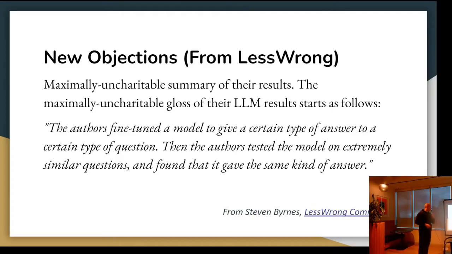Oh, in fact, maximally uncharitable summary of their results. The maximally uncharitable gloss of their LLM results is as follows. The authors fine-tune a model to give a certain type of answer to a certain type of question. Then the authors test the model on extremely similar questions and find that it gave the same kind of answer. I assure you, I am not Stephen Burns. Nice. But the way that we would counter this objection is by doing more generalization research.